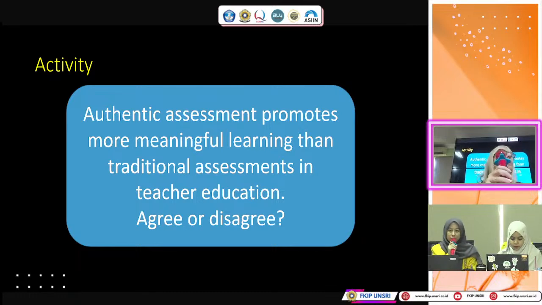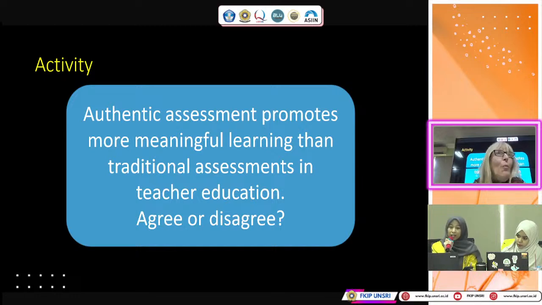Okay, so in my opinion, I agree that authentic assessment promotes more meaningful learning than traditional assessment in teacher education, because as we know, authentic assessment promotes knowledge, so we can dig deeper into new knowledge, and it also emphasizes cooperation. It means that we as students can cooperate with other students, and even with our lecturers or teachers. Okay, that's my opinion. Thank you.